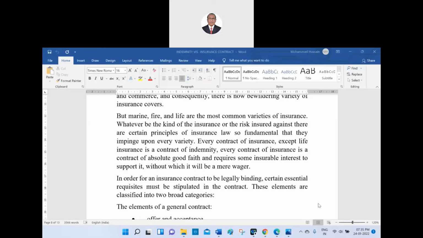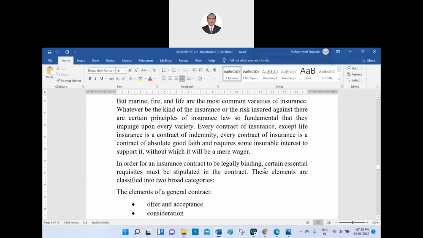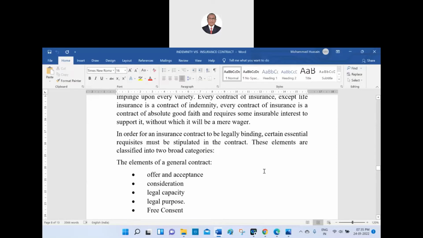Every contract of insurance is a contract of absolute good faith and requires some insurable interest to support it, without which it will be a mere wager. So now we will see what is the wager, what is the contingent. But here we will see what are the essential conditions for the contract of indemnity.